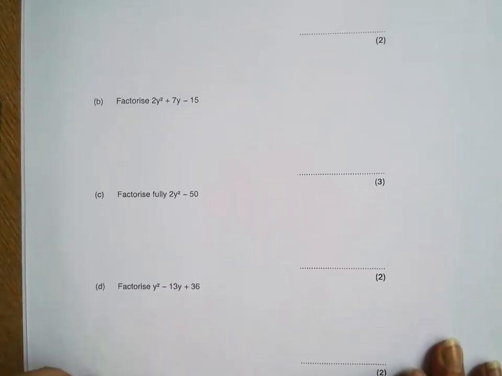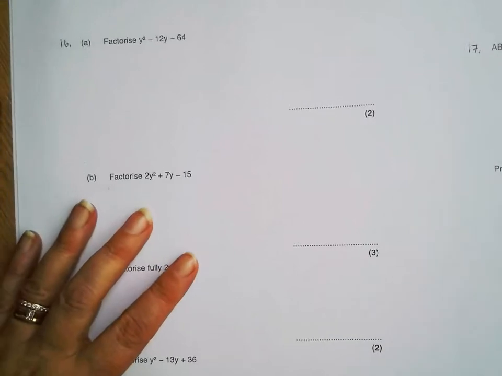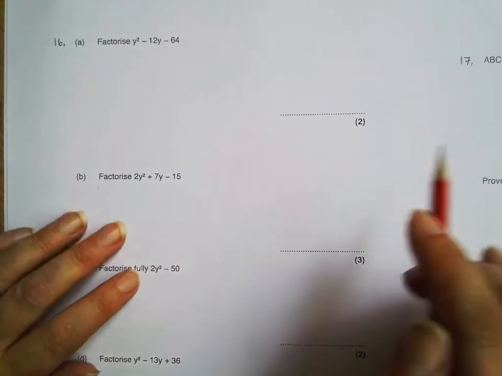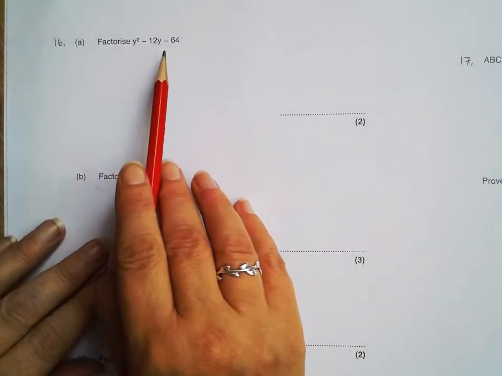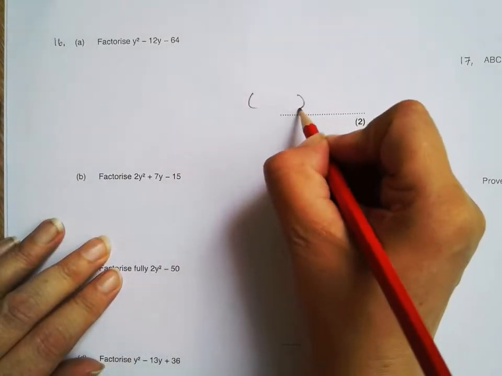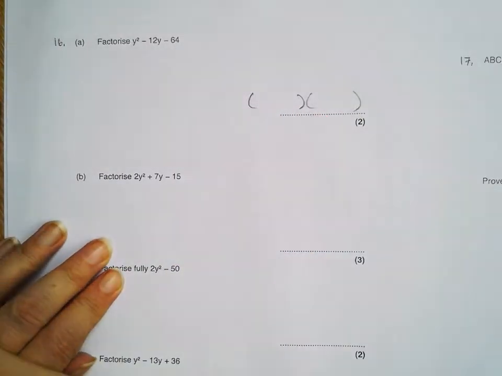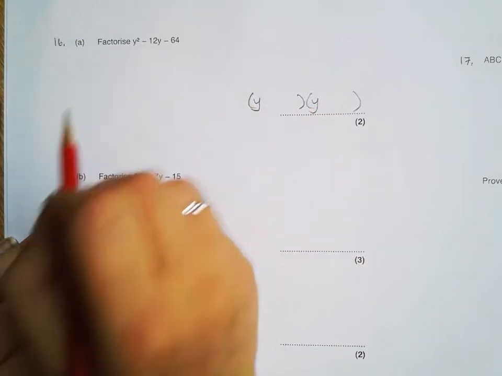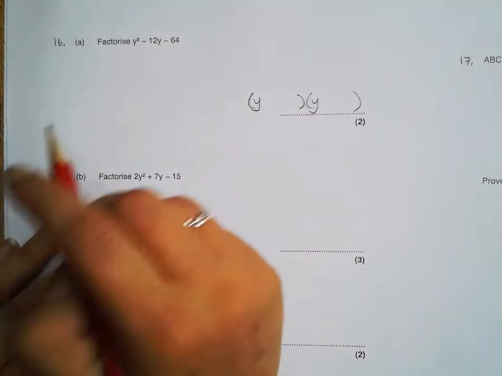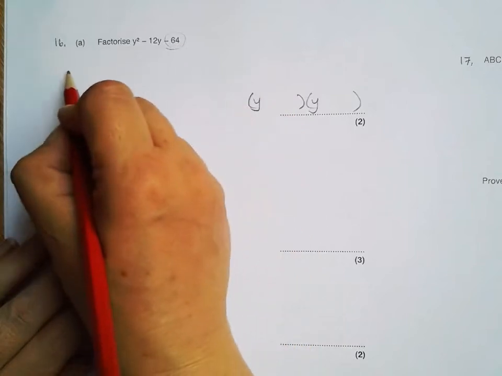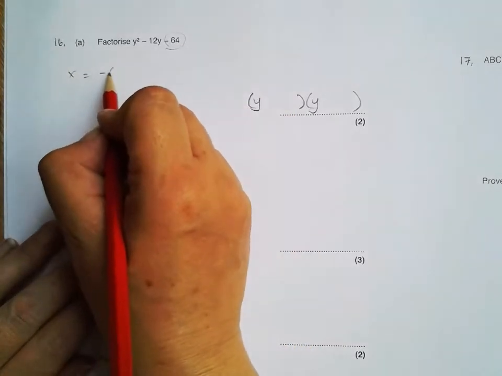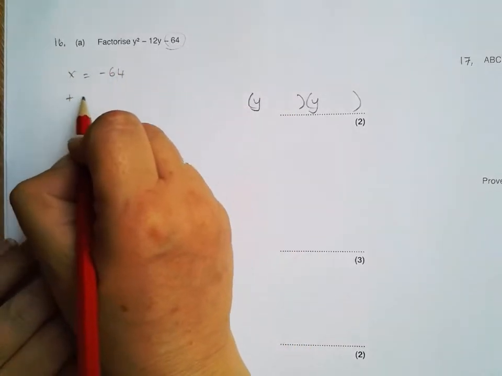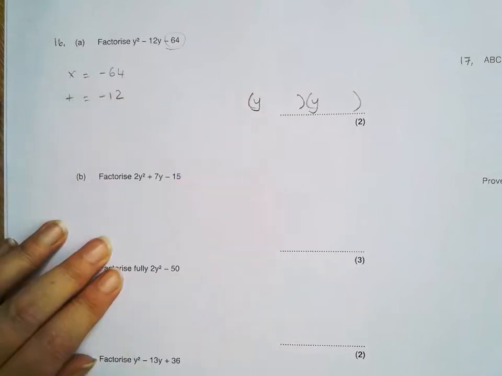Question 16 was really just to give you a bit more practice at factorising. So again, we've got 3 terms, there isn't a common factor for each of them. So we are going into 2 brackets. We know it's going to start with a y to give us the y squared, and I want numbers that multiply to make minus 64, and add to make minus 12.